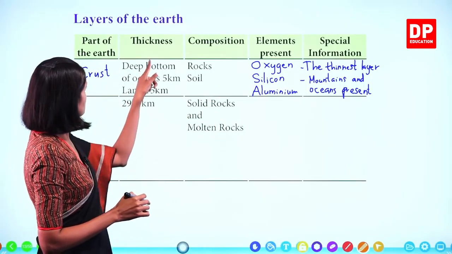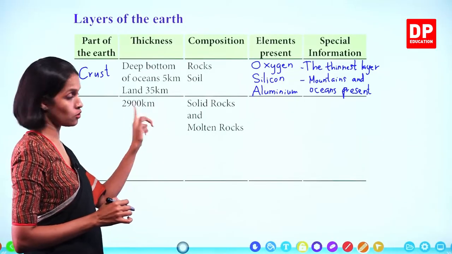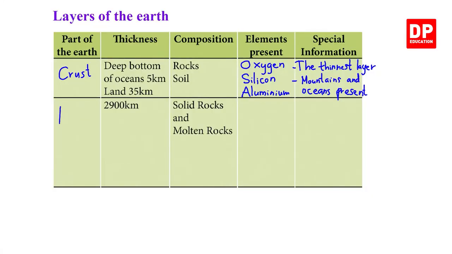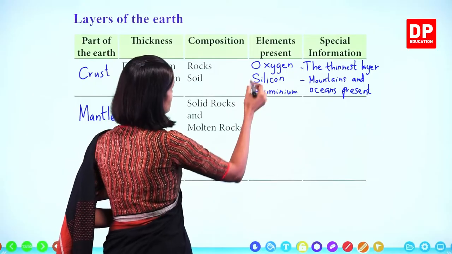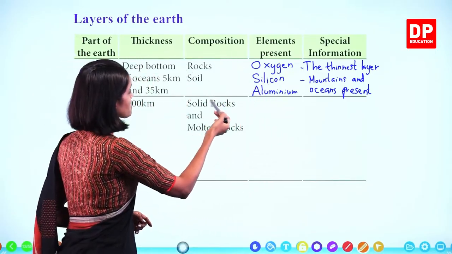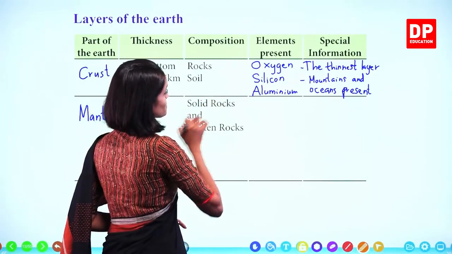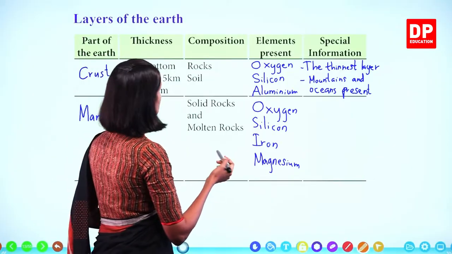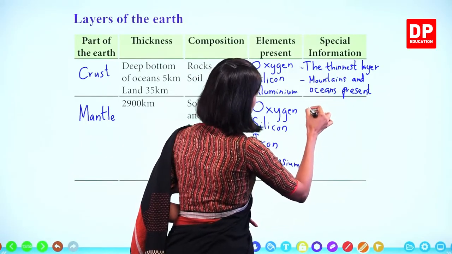Okay. Now, the next layer's thickness 2900 kilometers. Do you all remember? Look at this one, the second layer, that is the mantle. Mantle. Let's write what are the elements present. Now here composition, solid rocks and molten rocks both present. What are the elements present? Oxygen, silicon, iron, magnesium. Oxygen, silicon, iron, magnesium.